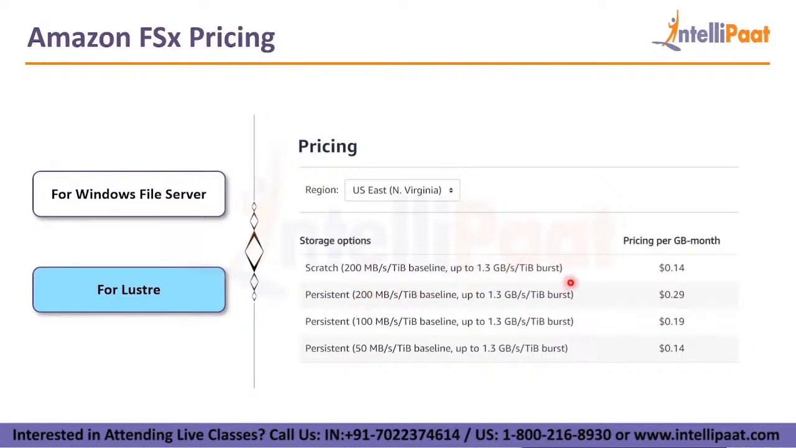Persistent, same options. Other persistent 100 and 1.3, 50 and 1.3. So persistent 200 is the most expensive one, $0.29 per GB per month. Scratch is $0.14, persistent is $0.19, and persistent 50 Mbps is $0.14.